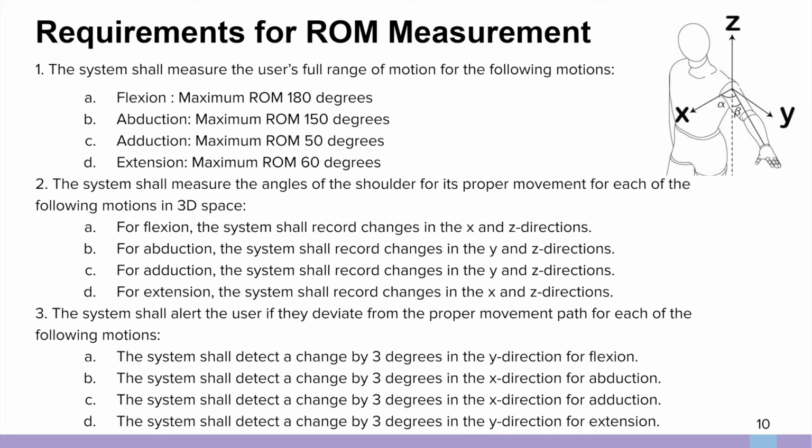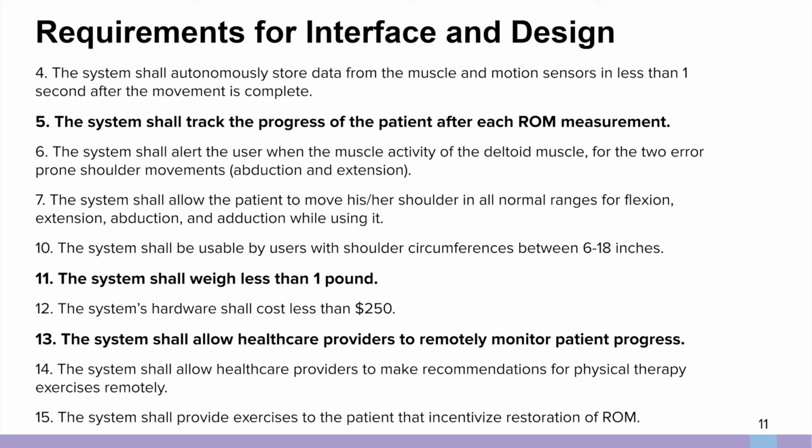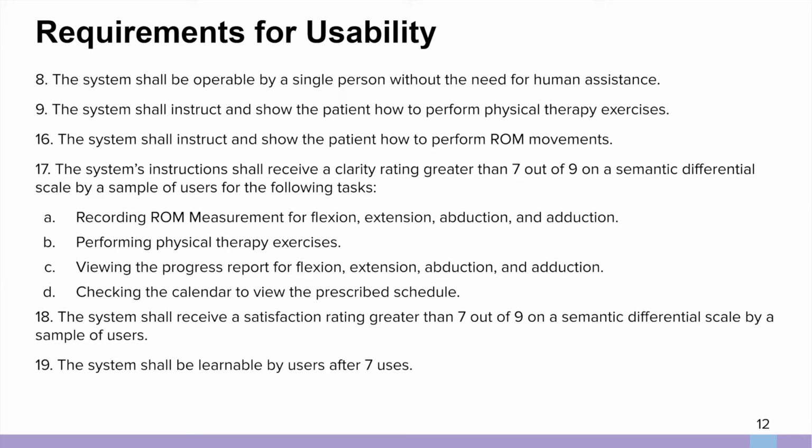To fulfill the proposed concept of operations, 3 sets of requirements were derived. Range of motion requirements ensure correct exercise and movement performance in 3D space. Interface and design requirements ensure that the system provides remote monitoring, range of motion progress tracking, and that the physical weight of the device is less than 1 pound. Usability requirements ensure satisfactory user experience with the mobile application and the wearable device.